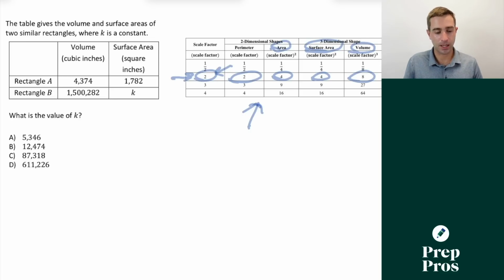So when we look back here, the table gives the volumes and surface areas of 2 similar rectangles where k is a constant. What is the value of k? So this is from my advanced math course, so this is the super hard variety that has been showing up at this end of the second module for some students. But we can still use these same basic scale factor rules.